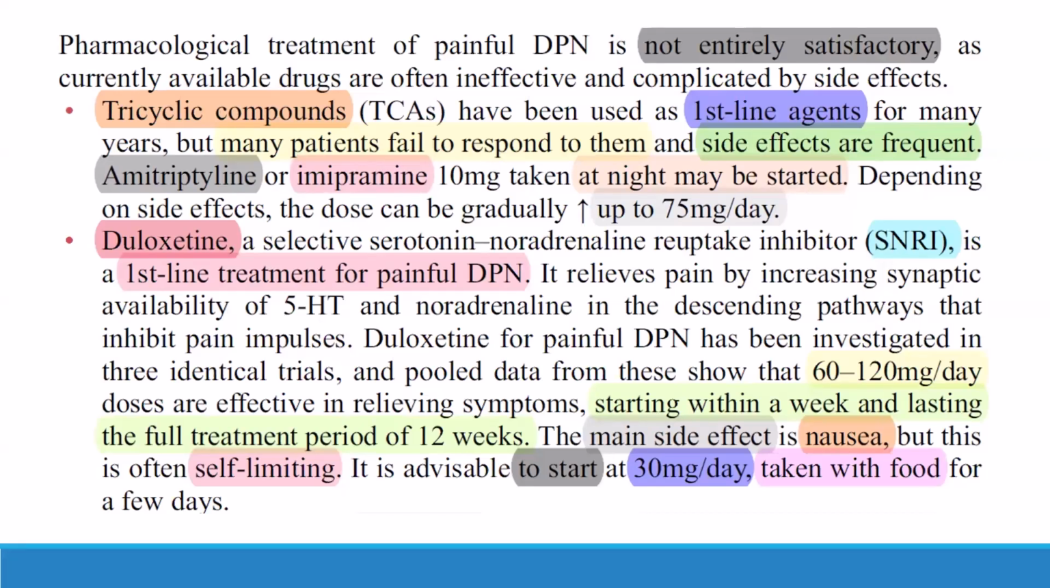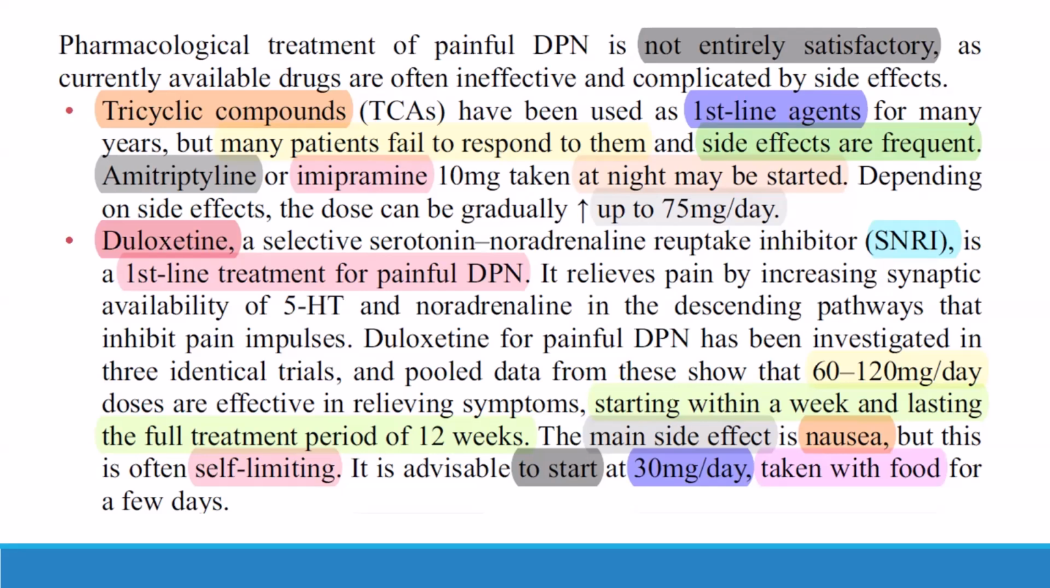Amitriptyline is used as a first-line therapy. Many patients fail to respond to them. Side effects are frequent, and the recommended dose is 10 milligrams, to be increased to 25 milligrams at night, and the maximum recommended dose is 75 milligrams per day.